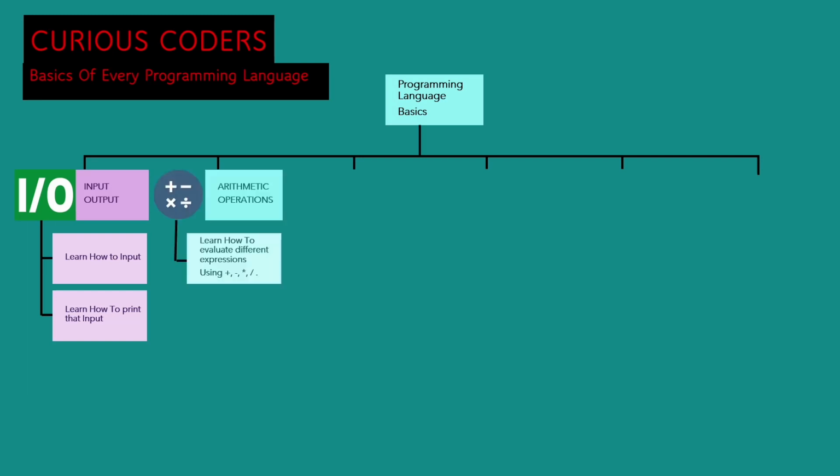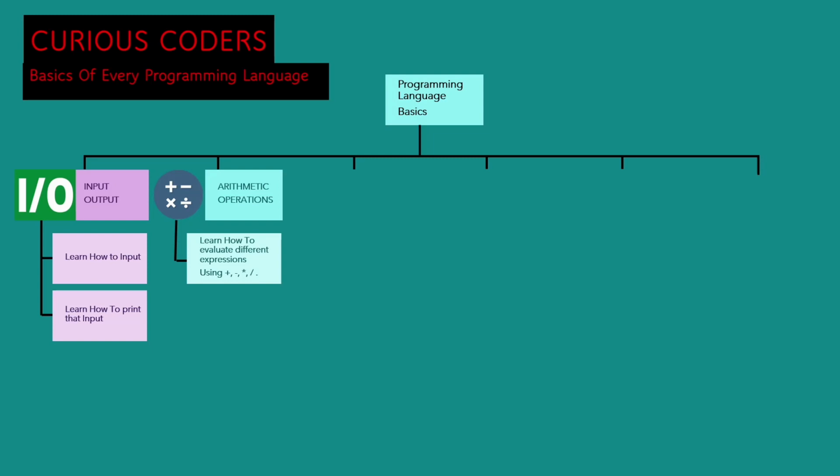Another aspect is arithmetic operations. Arithmetic operations simply mean addition, multiplication, division, subtraction, and they can be done on integers and floats. These are the data types in which we are storing our numbers, and on these numbers we are gonna perform the actions. That will be all for arithmetic operations.